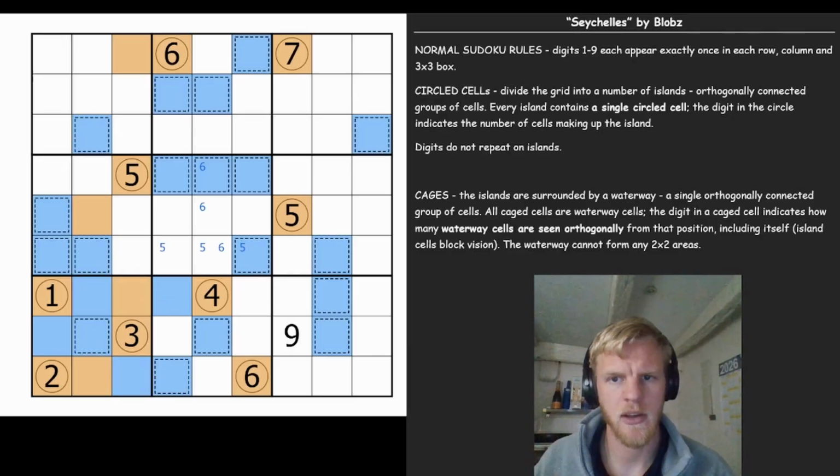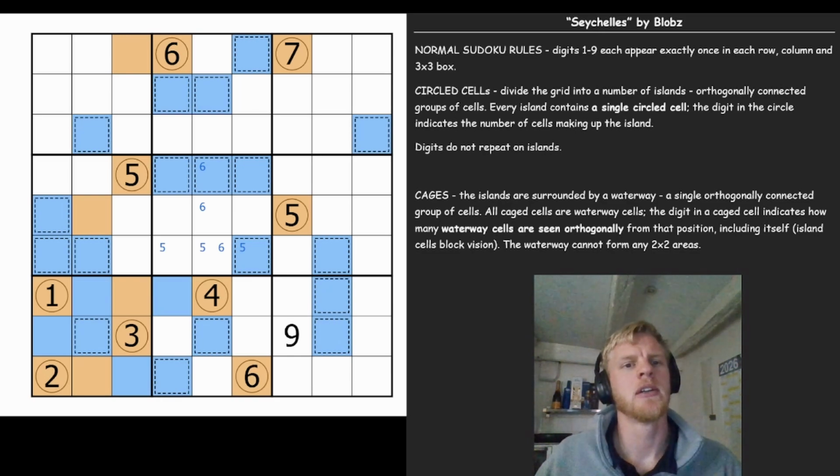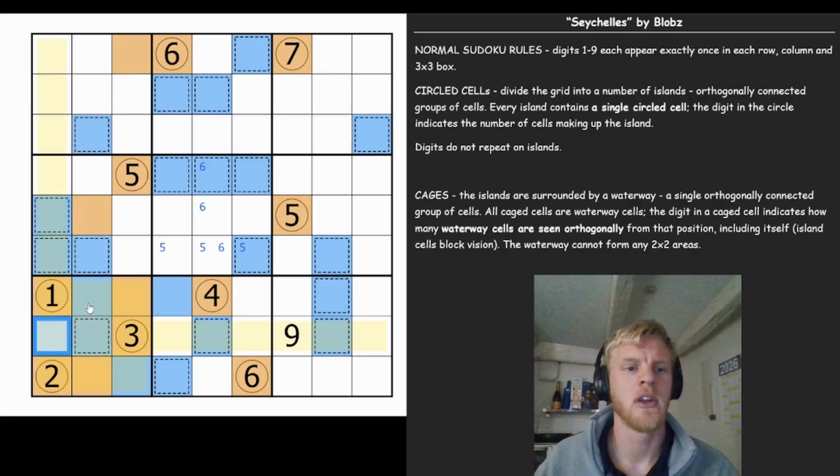So keep in mind that a caged cell is waterway, we know that. The digit in a caged cell indicates how many waterway cells are seen orthogonally from that position, including itself. Okay. So we do know this number, right? Because it is a caged cell, it has to tell us how many waterway cells it sees. And it sees 1, 2, 3, and itself. This is our first digit. It's the 4.